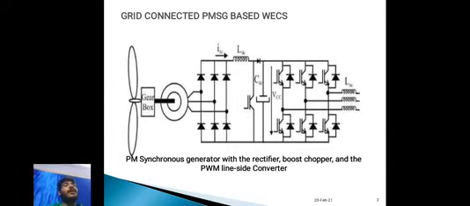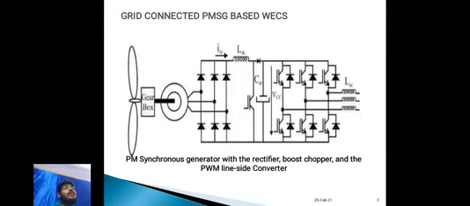The permanent magnet synchronous generator is directly connected to the turbine. The voltage level can be varied by using power electronics components like a rectifier, a boost chopper, and a PWM line side converter, which is used to maintain the voltage at a constant level. In the rectifier, the generator output voltage is AC. AC is converted into DC in the rectifier. It converts oscillating, bidirectional alternating current into single-directional DC current.